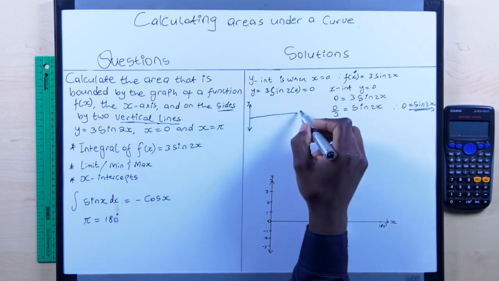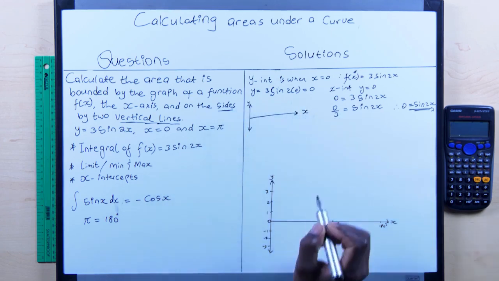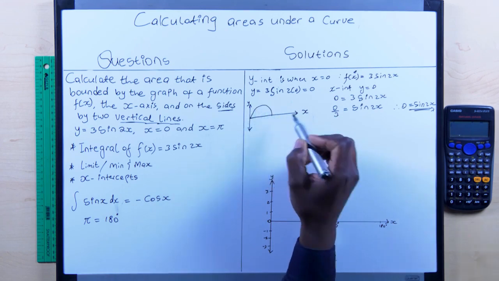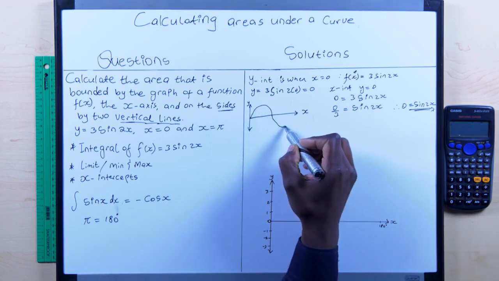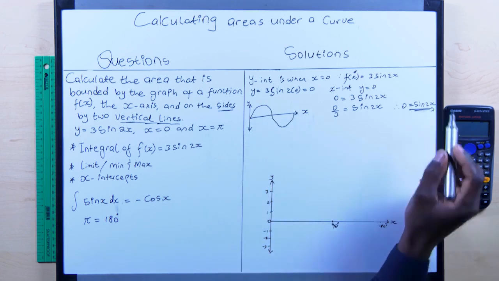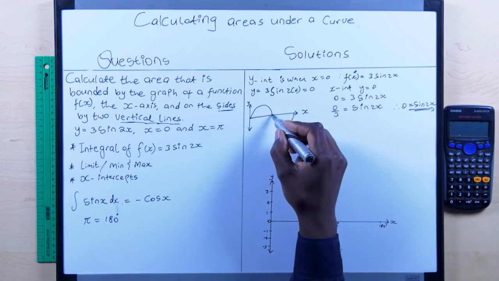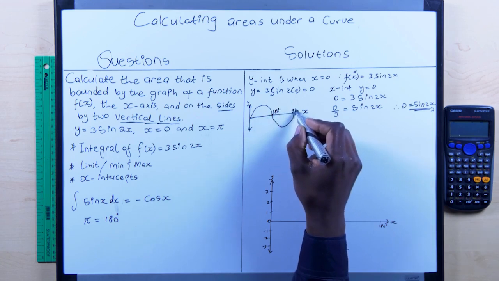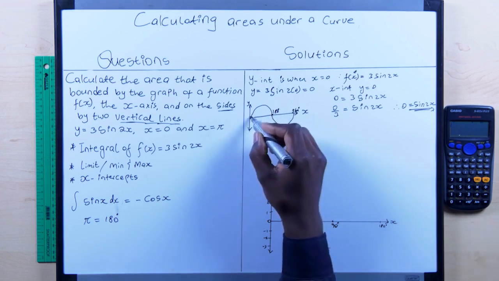So these are your y-axis, these are your x-axis. You must understand that the general curve of sine does something like this. So when is the function of sine x equal to 0? At 180, which is pi, at 360, and at 0.